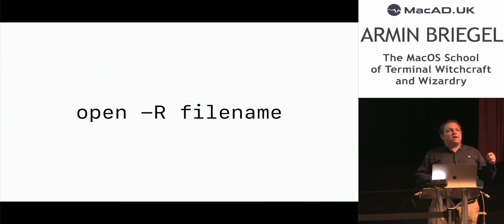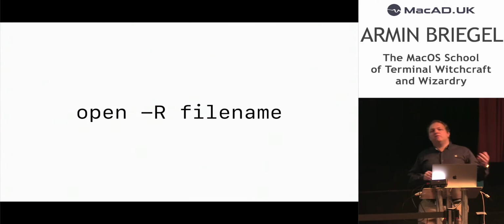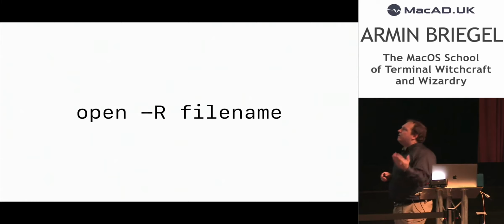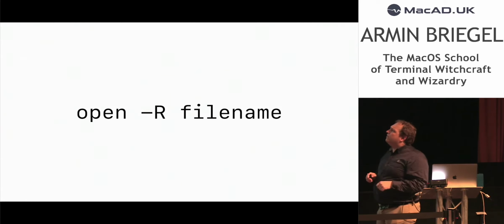Sometimes you want to see where the file is and have it selected. open -R will reveal the file. So it will show the enclosing folder of a file and select it. I used that earlier in one of my movies.